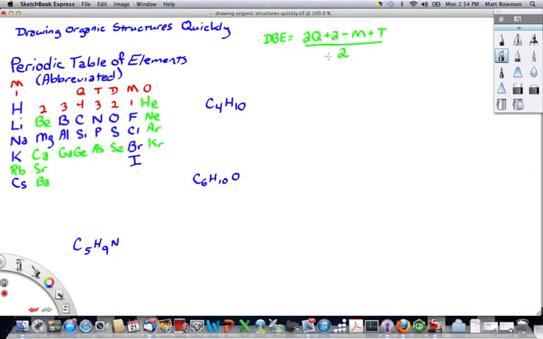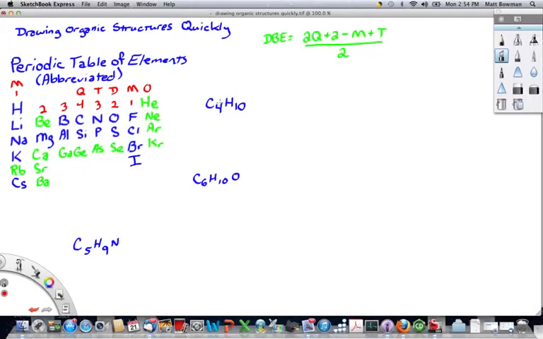When you have this idea in mind of what constitutes a Q, a T, and an M, you can use this double bond equivalent equation to figure out how many pi bonds or rings are in a system even before you begin. So we do that by using this equation: 2Q plus 2 minus M plus T, all over 2.